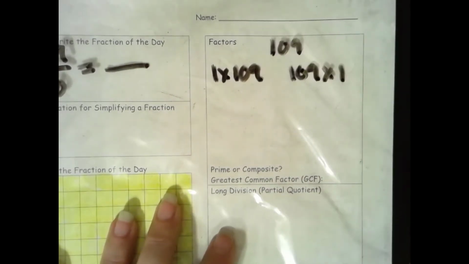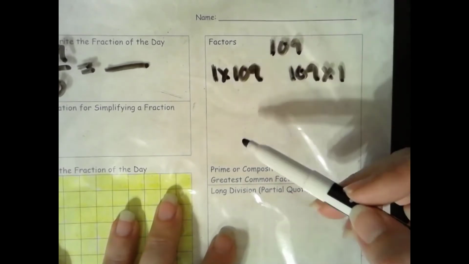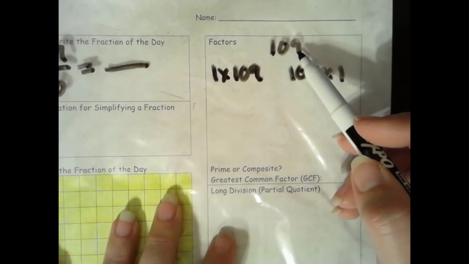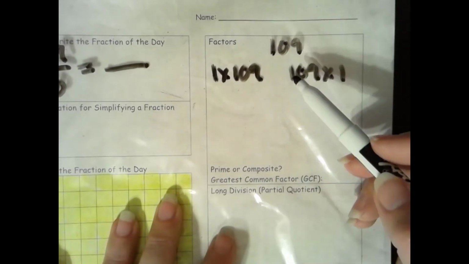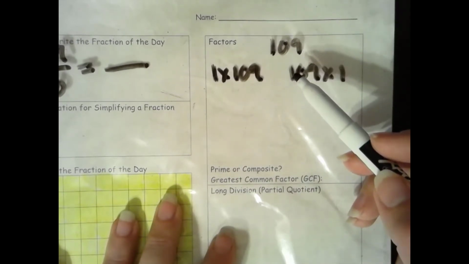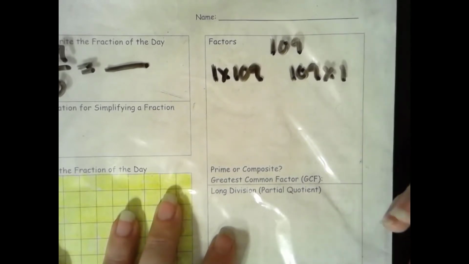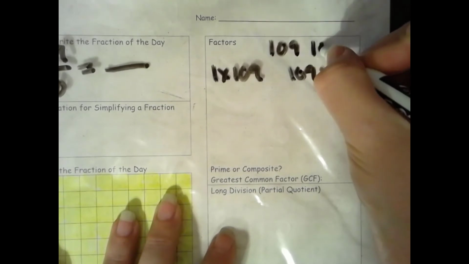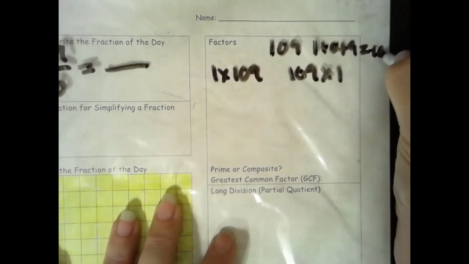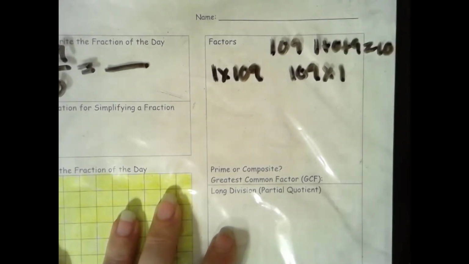Now we're going to go through our divisibility rules, and we're going to go in order. After 1, we try 2. The rule for 2 is that it ends in an even number. This ends in an odd number, so 2 is not a factor. And if 2 is not a factor, no even number will work. So then we try 3. The rule for 3 is that we add the digits together. 1 plus 0 plus 9 is 10. 10 is not a multiple of 3, so 3 is not a factor.